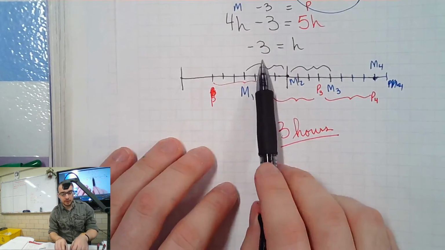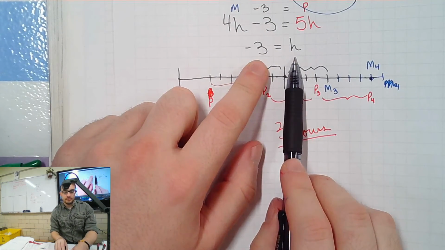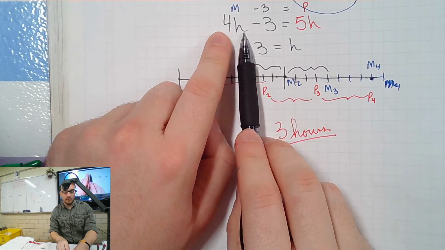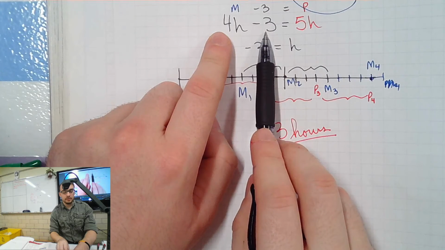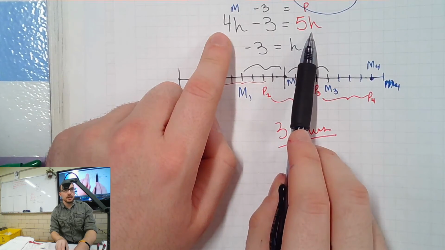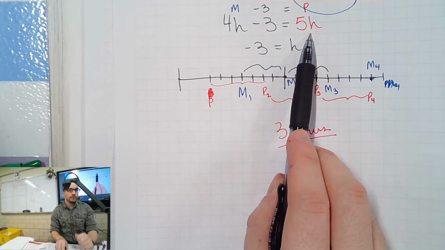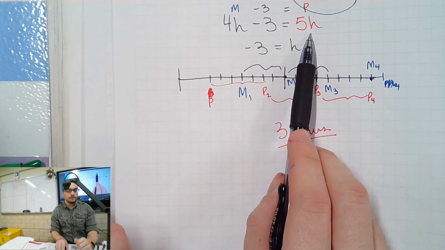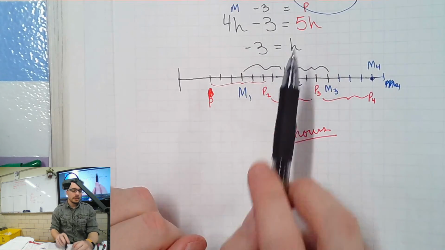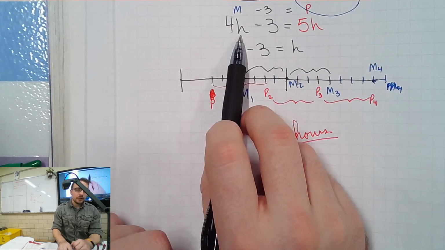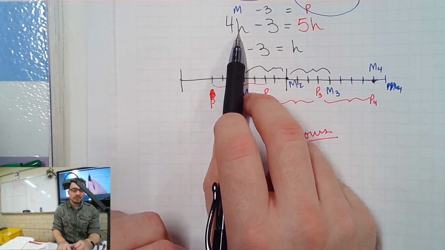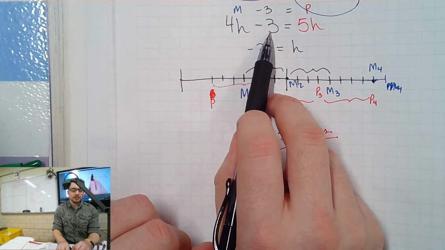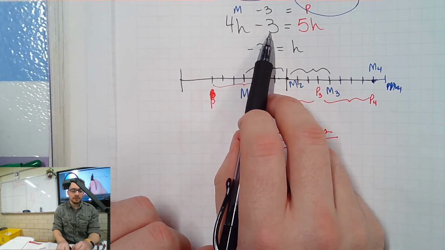When I plug in negative 3 for H, I get negative 12 miles minus 3 equals negative 15 miles. Negative 3 for H gets us 4 times negative 3, which is negative 12. That's going to be miles. Minus 3 more is negative 15 miles, which is what we get over here.